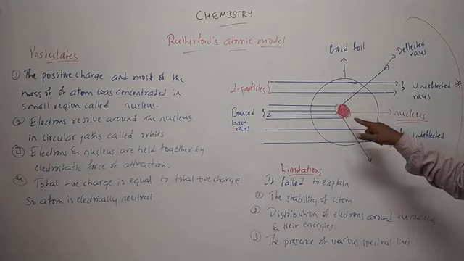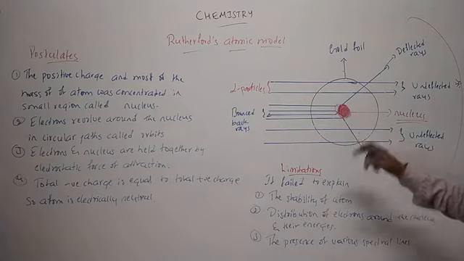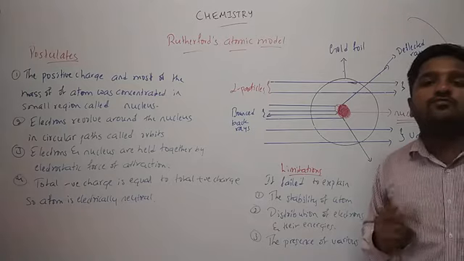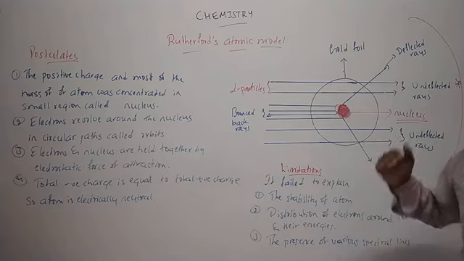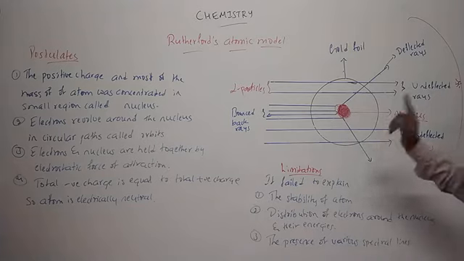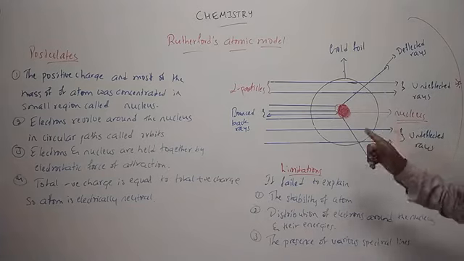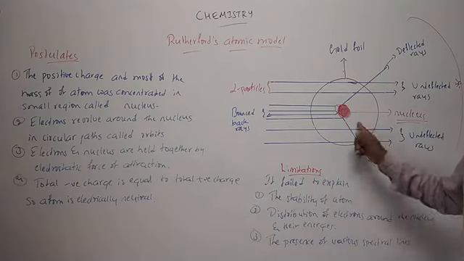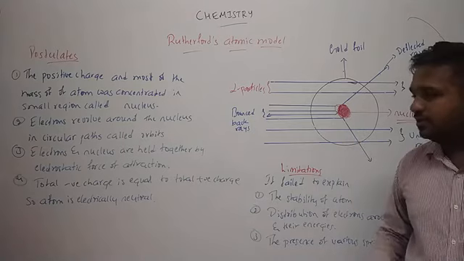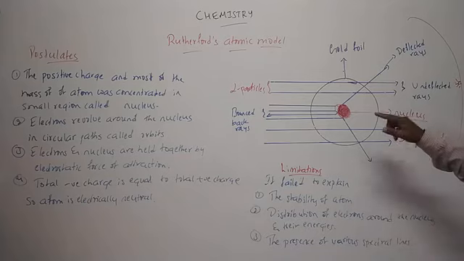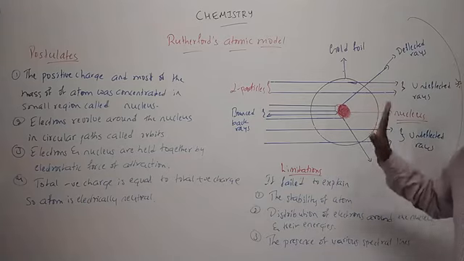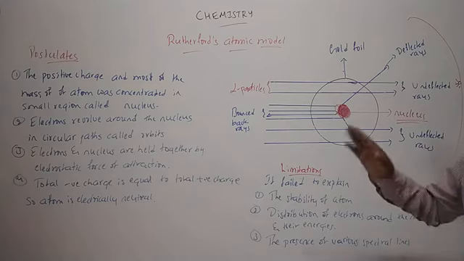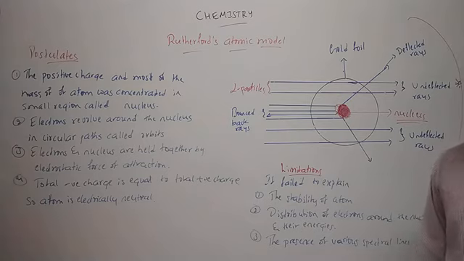These positively charged protons and negatively charged electrons have an electrostatic force of attraction between them, because one is negatively charged and the other is positively charged, so there is a force of attraction. Because of that, the atom is electrically neutral. The total negative charge is equal to the total positive charge present, so the atom is electrically neutral. So these are the four important postulates given by Rutherford.